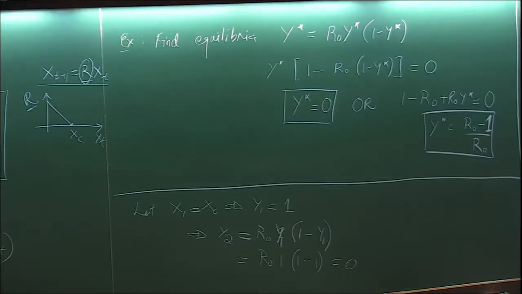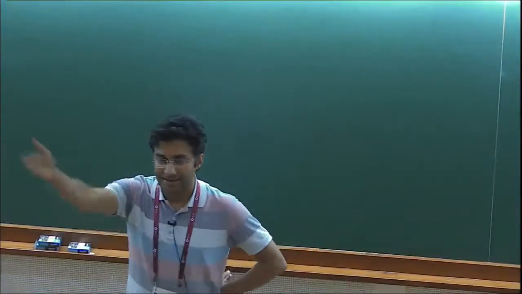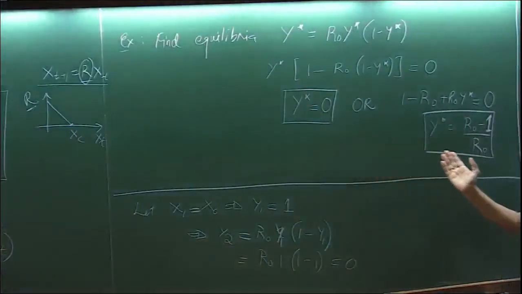So how do we do this? I'm just wondering what would be the best way of doing it. There are basically 2 ways. One way, of course, is that I start with some initial population size, and then I have an equation. If I know x1, I can find x2. If I know x2, I can find x3, and I can see, does it reach 0 or (r0 minus 1) divided by r0. So we can basically just simulate.